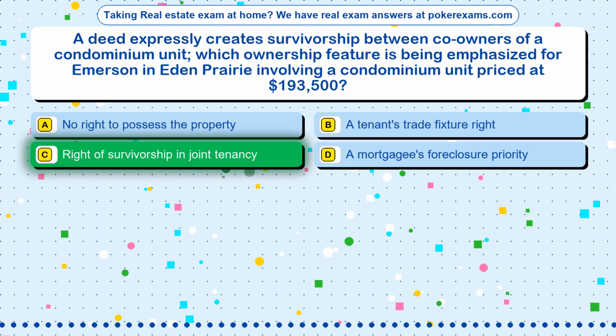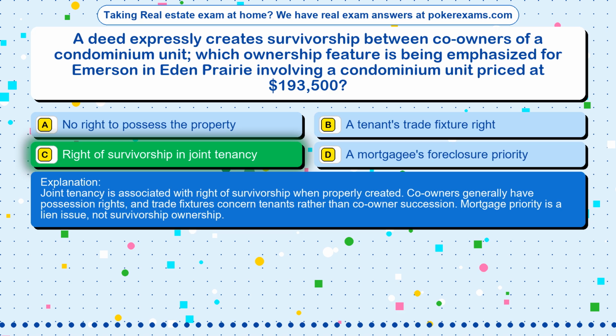The correct answer is option C. Right of survivorship in joint tenancy. Joint tenancy is associated with right of survivorship when properly created. Co-owners generally have possession rights, and trade fixtures concern tenants rather than co-owner succession. Mortgage priority is a lien issue, not survivorship ownership.